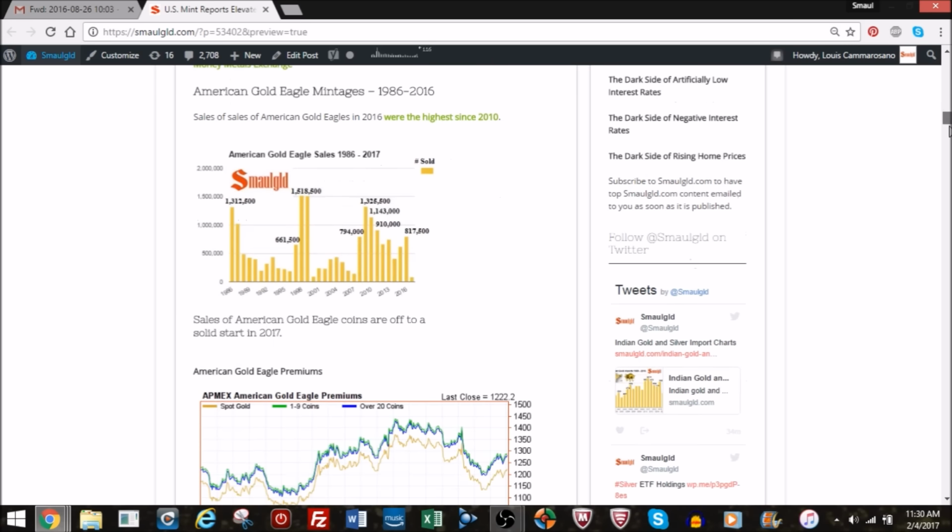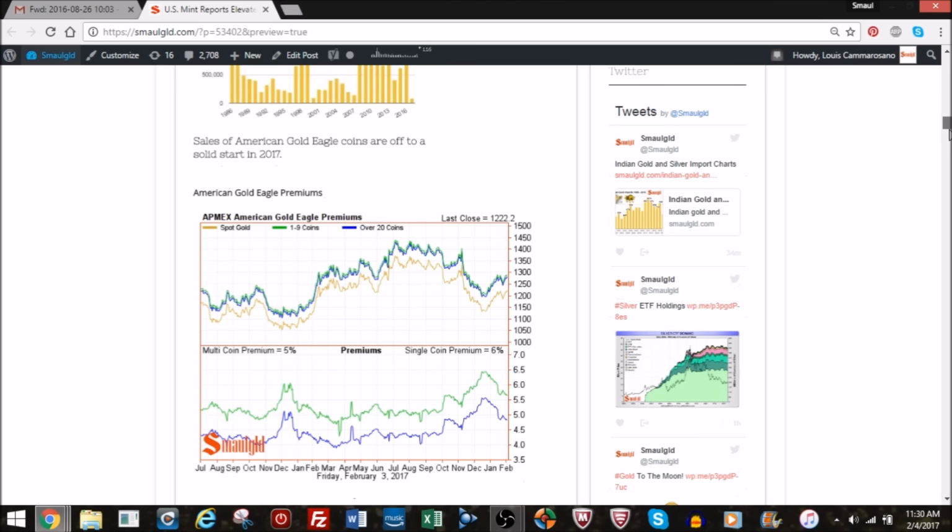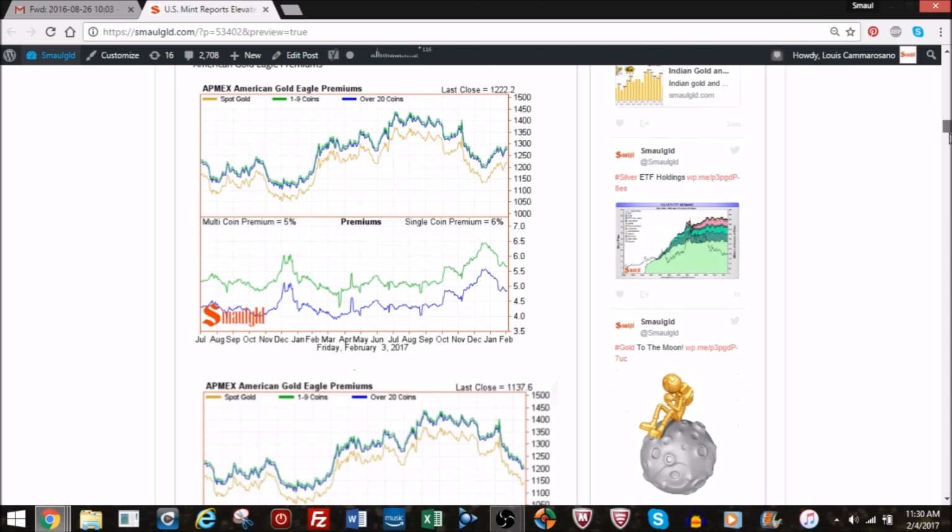Now, American Gold Eagle premiums are less of an issue than they are with American Silver Eagles, but it does come into play. One of the things I've noticed, and it's well worth noting if you're going to buy Gold Eagles, is the premiums on the coins tend to rise towards the end of the year as the mint slows down its production and the dealers come close to running out. So they charge a little more towards the end of the year.